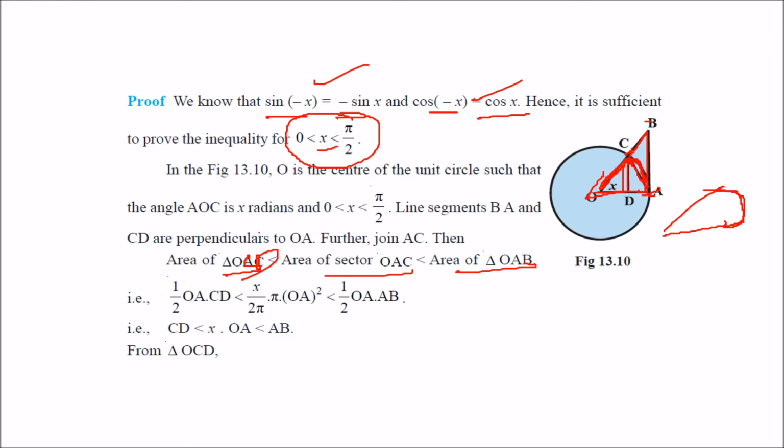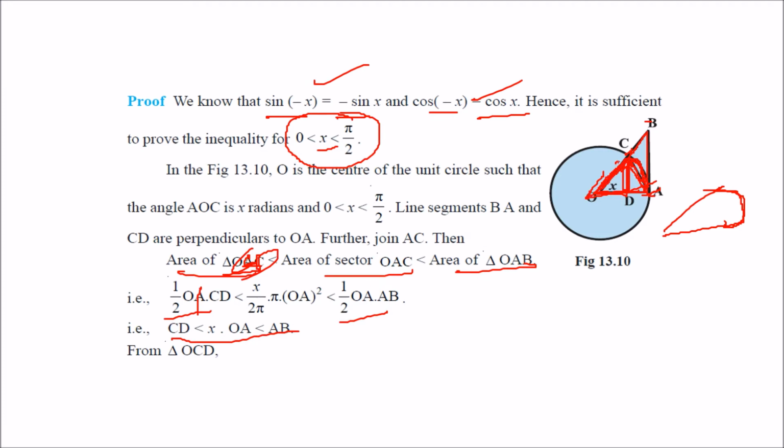Let us take OAC, not OCD. OAC, because this is also a triangle. We'll use this triangle also. But right now, just place the value: half into base into altitude, and the area of sector is pi by 2 pi into OA square. This is half into base into altitude. Let us cancel this OA. So you get 1 this.